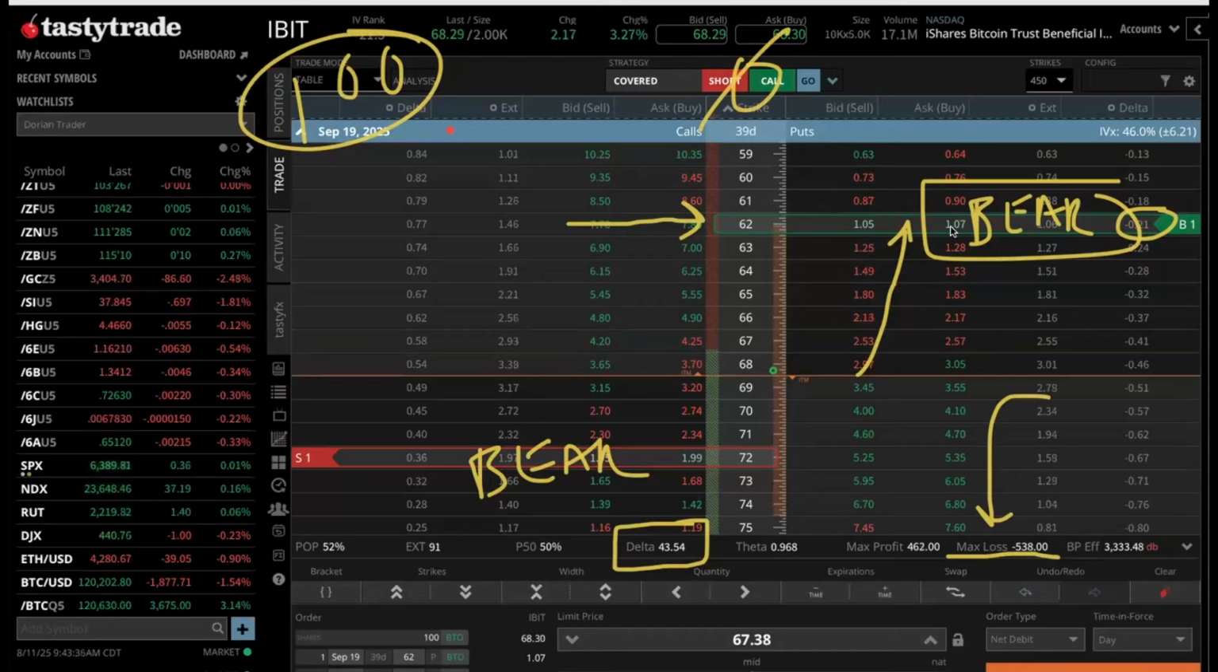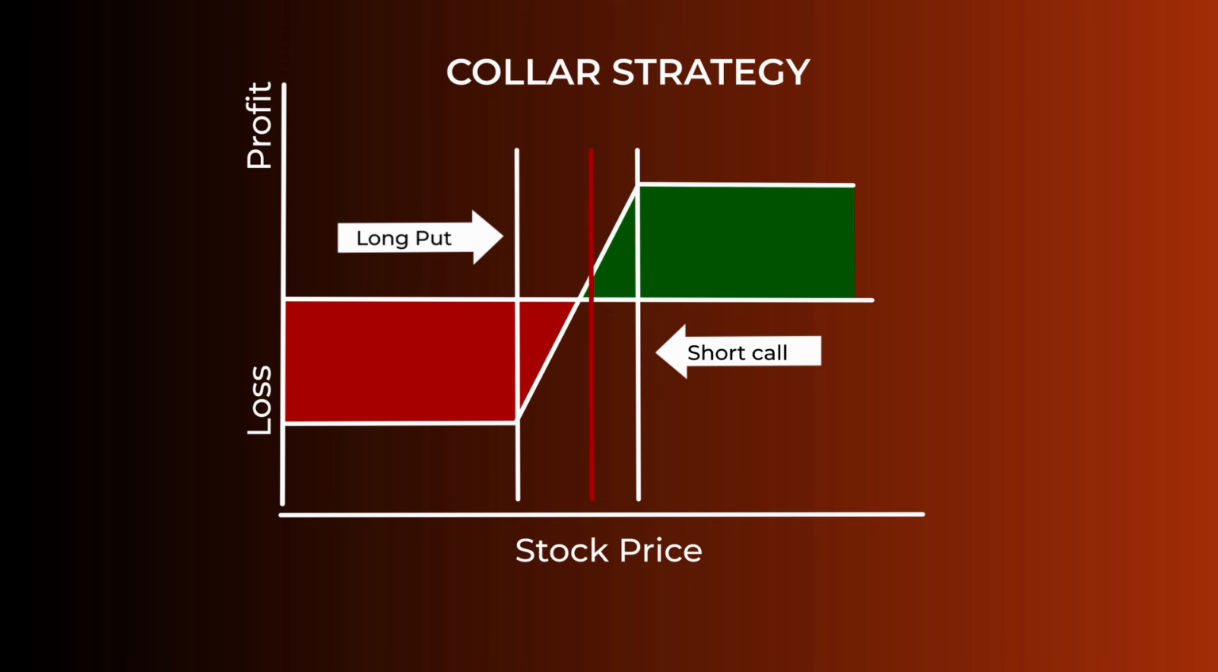That put turns into shares, basically, once it hits the 62 and goes past it. It's going to go from whatever delta it was to 100 delta if it's in the money. It's going to do that 100% of the time. If it expires in the money, that put delta is going to be 100 at that time. So it offsets the shares completely. This is how you have protection to the downside, and this is how you have a limit to the upside when you're doing a collar strategy. Understanding the basic components of this.